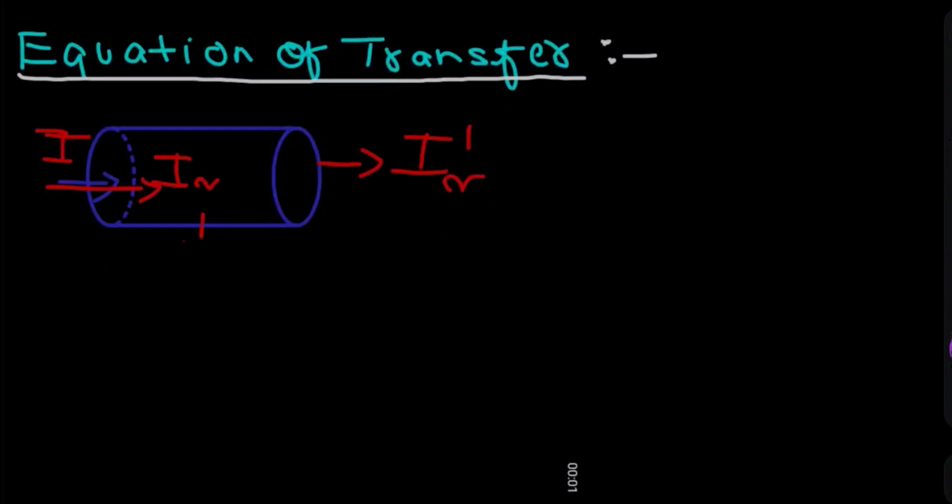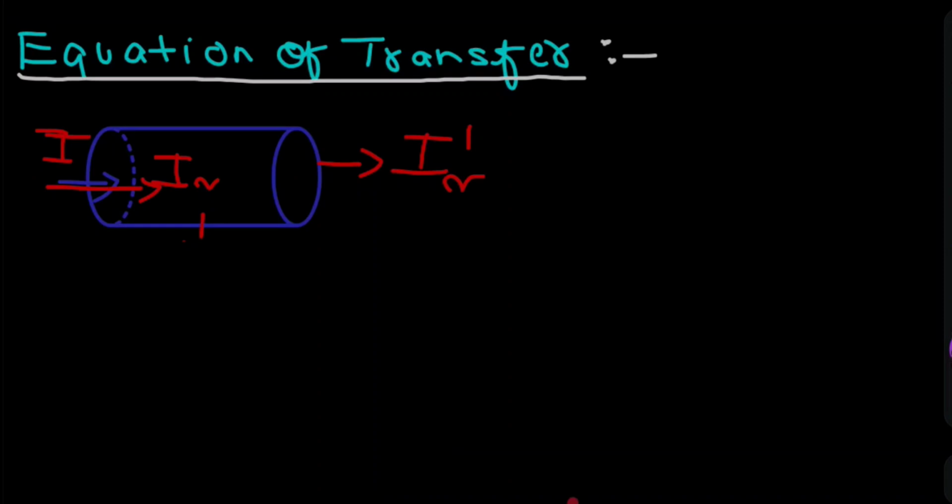So here in this particular video we are going to discuss the third part of the equation of transfer. We are going to derive the differential equation which tells us about the changes in the intensity of radiation when it passes through the stellar atmosphere. And here I have shown it with an example.